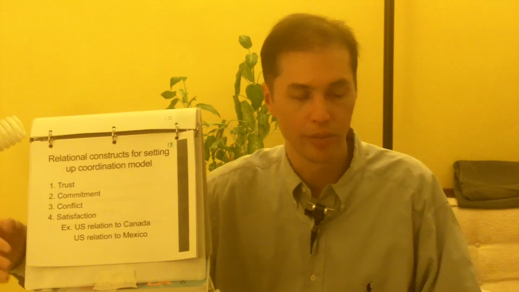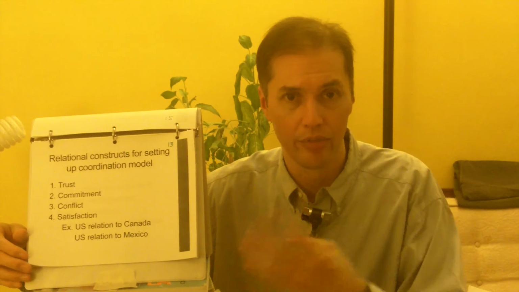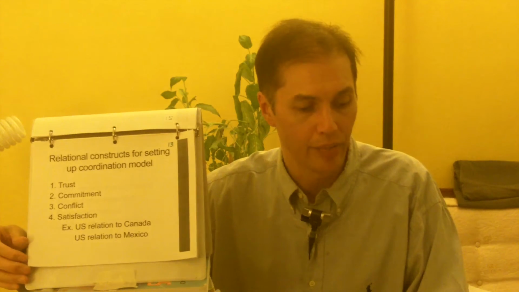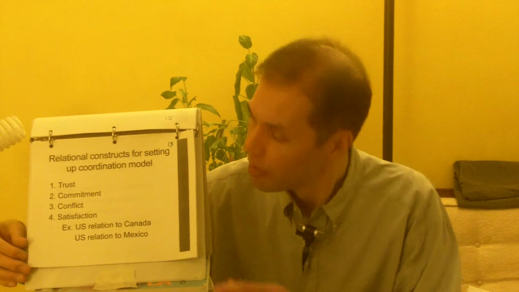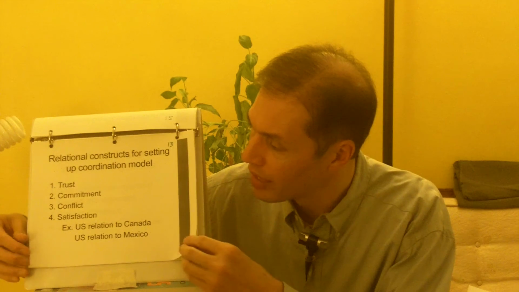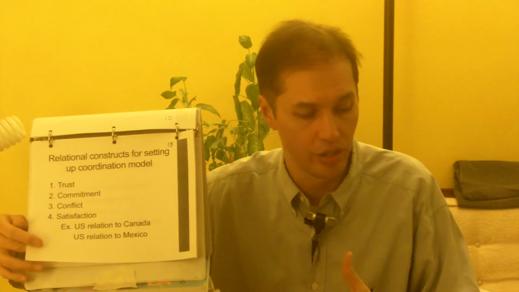In terms of setting up the model, the researchers implemented really these four aspects in terms of coordination. This idea of trust, commitment, conflict, and satisfaction. And they gave an example of the United States, their relationship with Canada, and also the United States' relationship with Mexico.